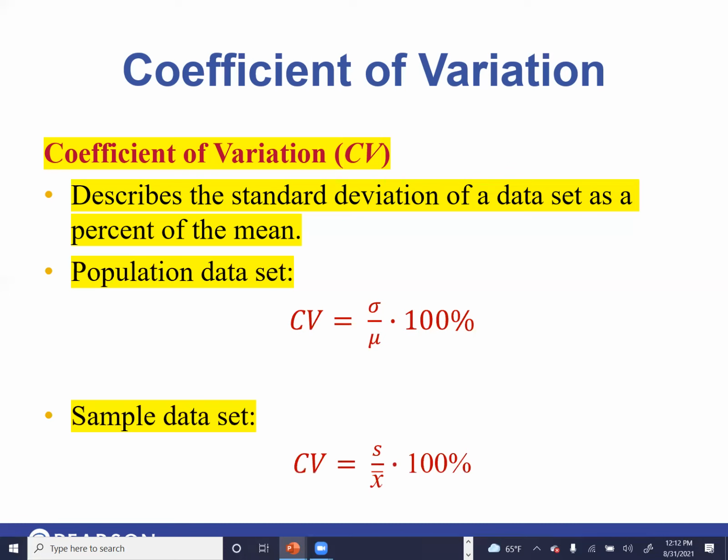How about the sample set? What does sample set mean? Same exact formula. In this case, it's just the English letter S, divided by x-bar, the X with the bar on top of it, which means the average. That's it. So it's given as a percent.